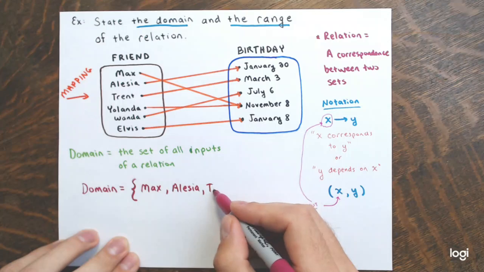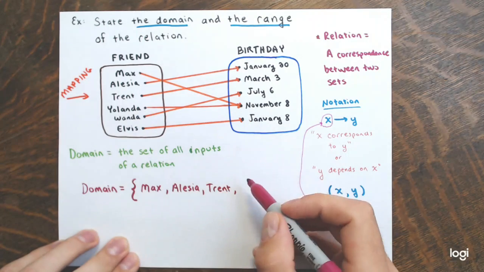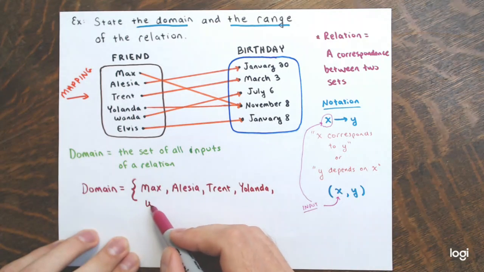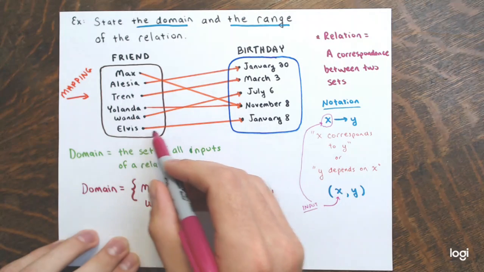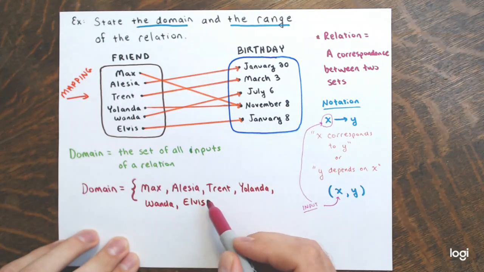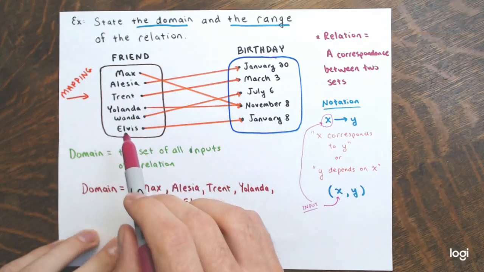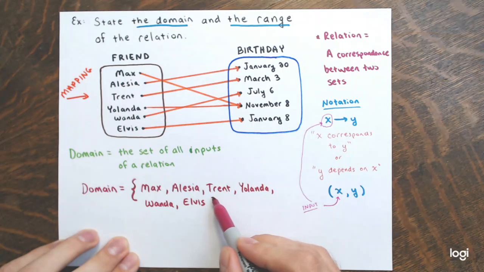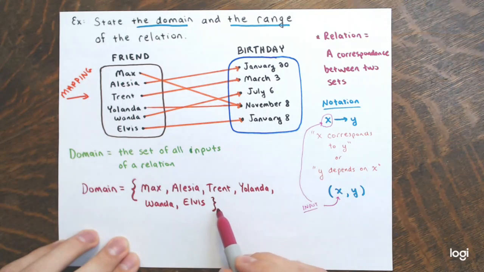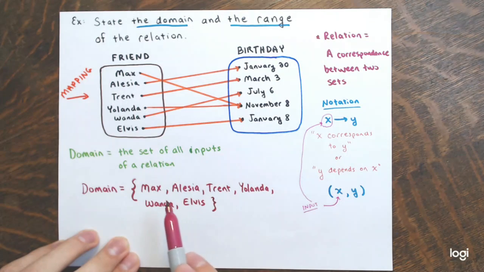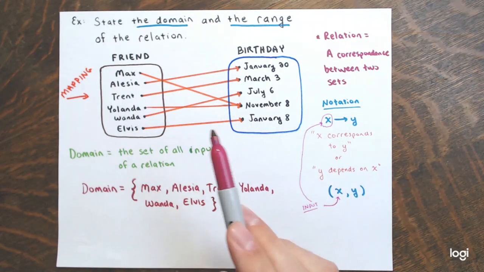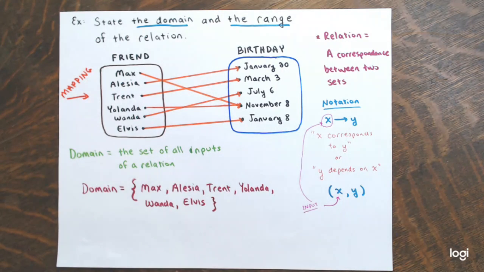So every single one of these, Trent does, Yolanda does, comma, Wanda, and finally Elvis. And that's it. There's no other element of this friend set that corresponds to an element of the birthday set. No other inputs. So this is a set here, and then close the braces, close the set. This set with these 6 people's names, 6 elements, would be considered the domain of this relation. Hoping that's easy to see. Alright, so that's the domain of a relation.